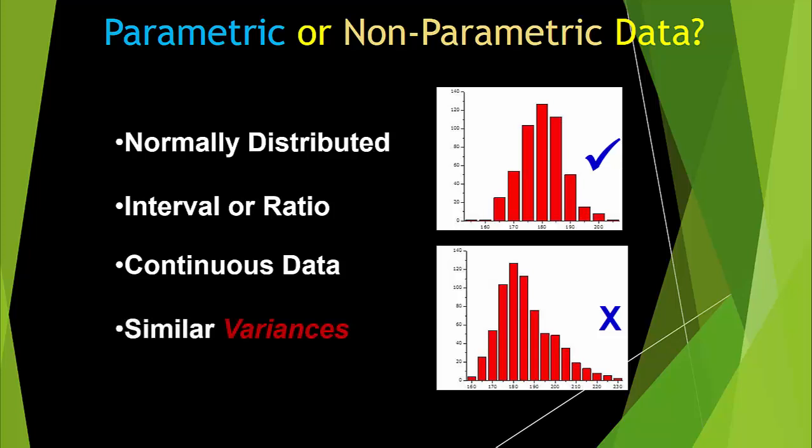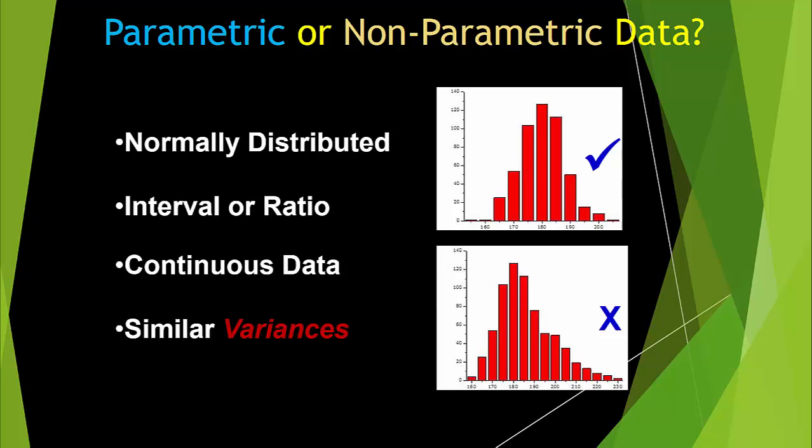The fourth and final criteria is something called similar variances. Now, we briefly mentioned standard deviation in the first video, and the variance is simply the square of the standard deviation and is a more commonly used statistic as a measure of spread by statisticians.